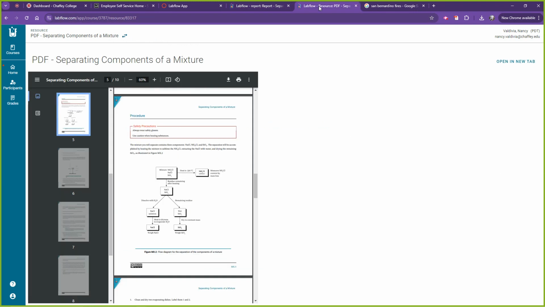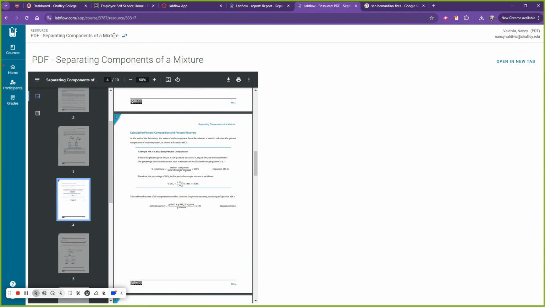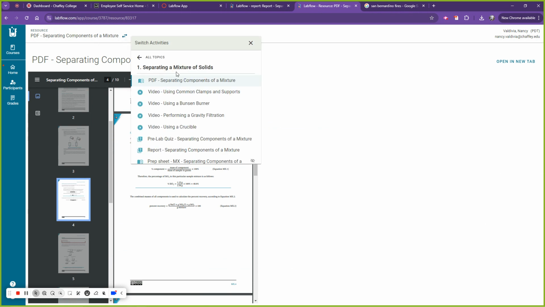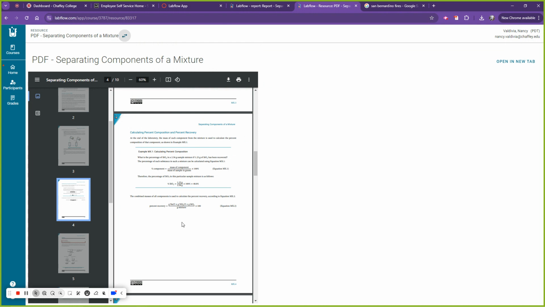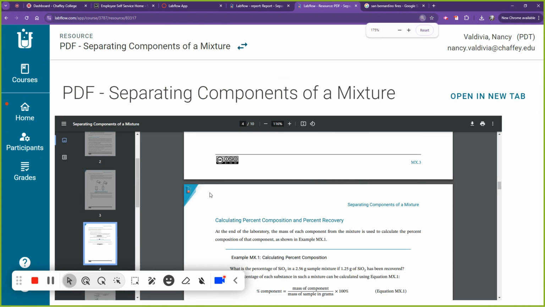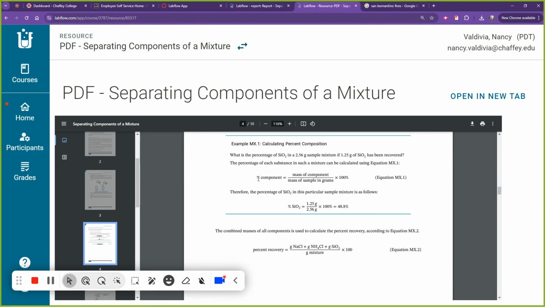Well, let's say you're lost and you don't know, right? Our labs, they all have a PDF. So like you have the separating mixtures, they all have this PDF, they have the videos, the pre-lab, and then your report. So we always turn in the pre-lab and the report, and a lot of people tend to skip all of this, right? But the PDF actually guides us through everything that we need to do the lab. Right? It can give you step by step. So here we can find out what is the percent of the component.